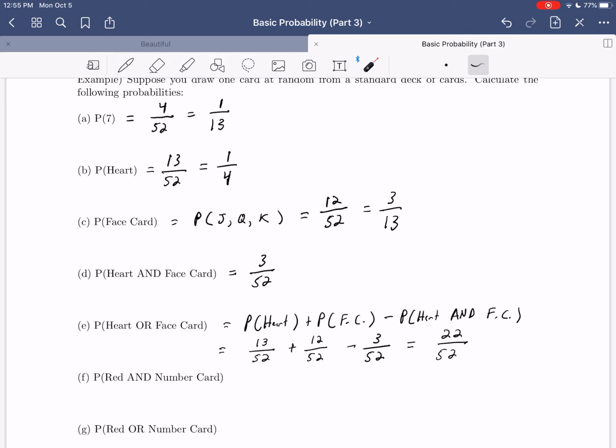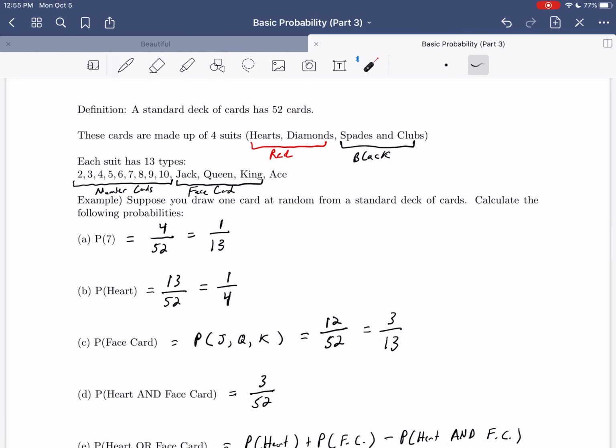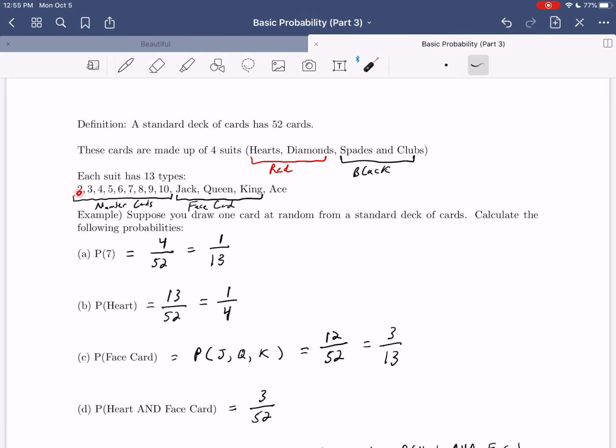All right, we've got some other ones to do now. Hopefully we're sort of getting a sense of the idea. The probability of a red and number card. So let's think about how we're going to do that here. So we want it to be red and we want it to be a number card.